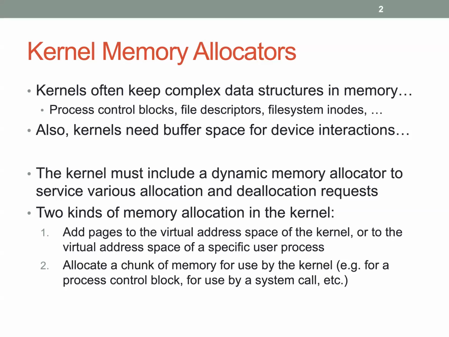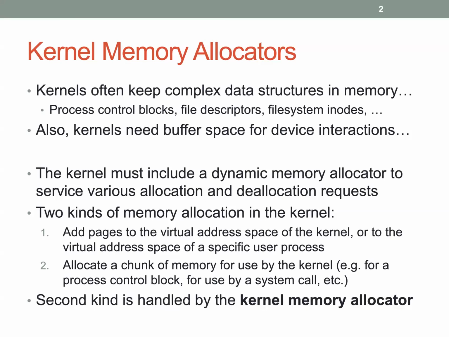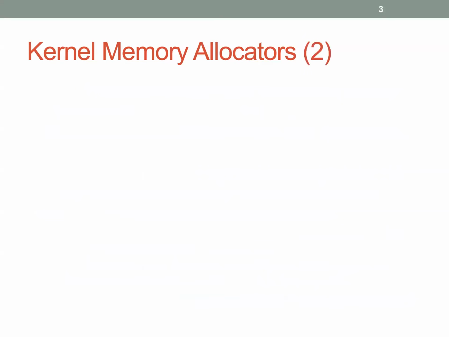And then we may also need to allocate a chunk of memory to do something inside the kernel. And I have a few examples here. And so the second thing is what we're going to talk about today. That's the kernel memory allocator that handles those kinds of allocation requests. You can imagine it may need to interact with the page allocator, but typically we stick to just discussing kernel memory chunks being allocated in this and the next lecture.